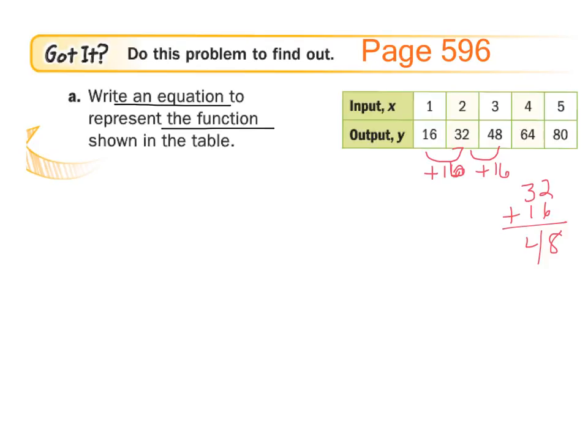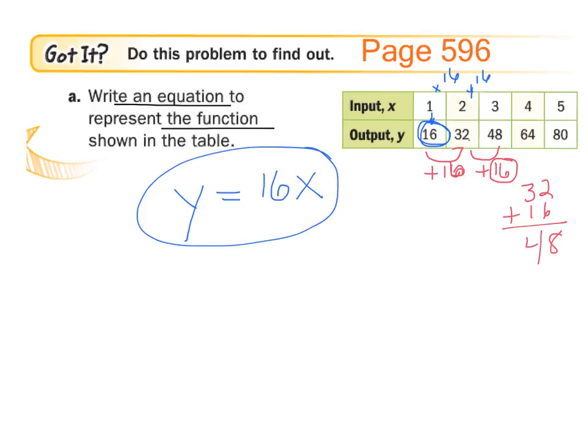So 16 is now the multiplier. So let's check it up here. 1 times 16, do we get 16? Yes, we do. If we take 2 times 16, do we get 32? Yes, we do. So we start off by saying that the output, y, our bottom number, will be created by taking 16 times whatever input, or x, that we put in. So this is our equation, y is equal to 16x.